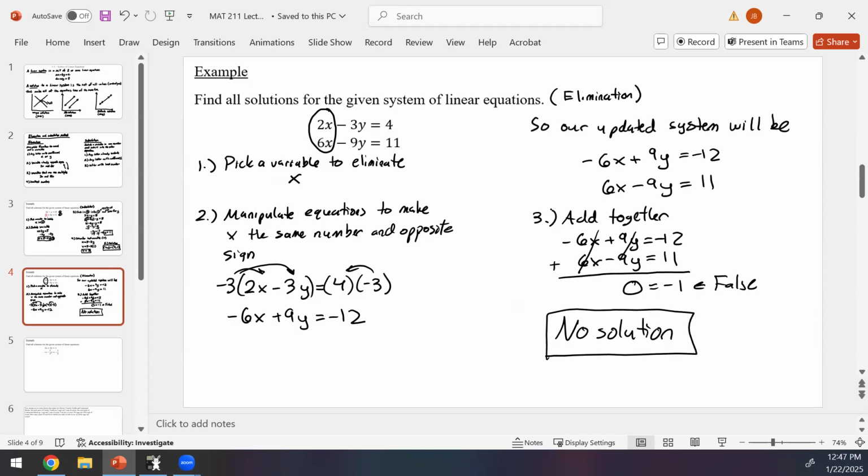There's no more analysis that needs to be done. The two equations are parallel to each other, which means they will never cross, which means there is no solution, right? And so that's what a no solution case looks like.